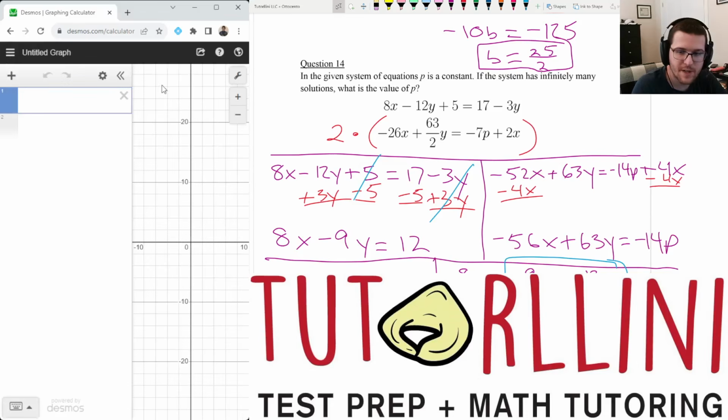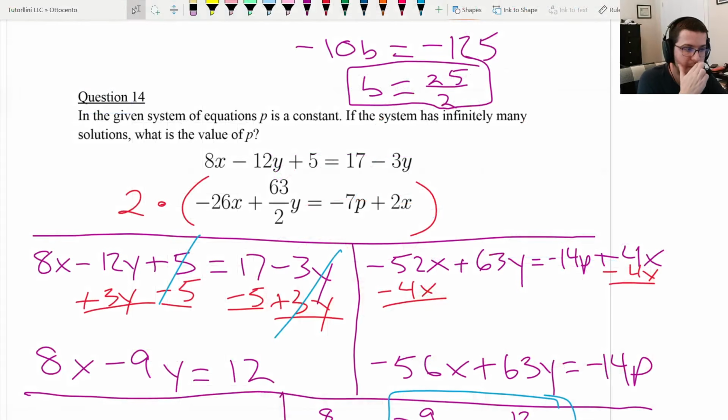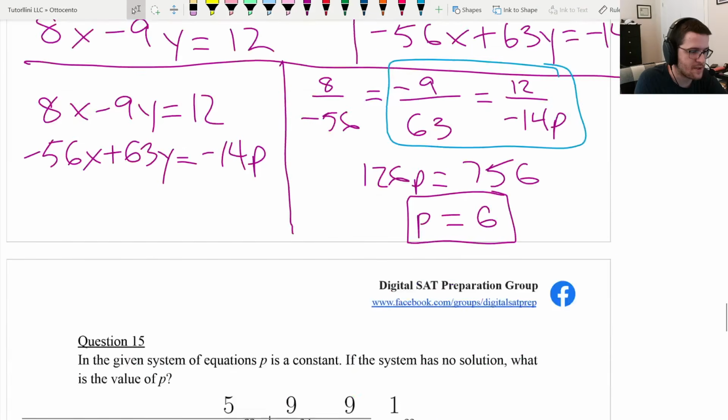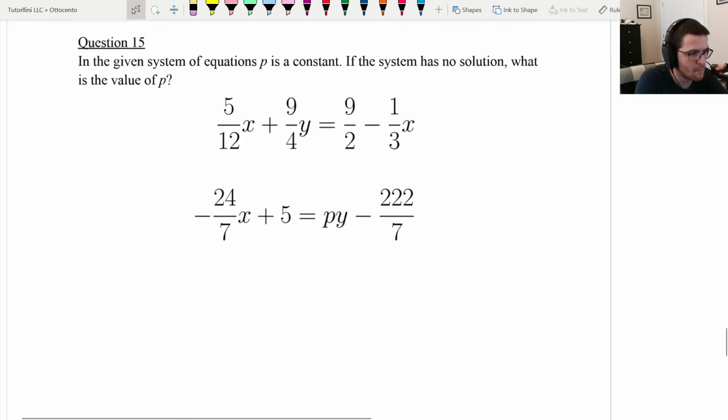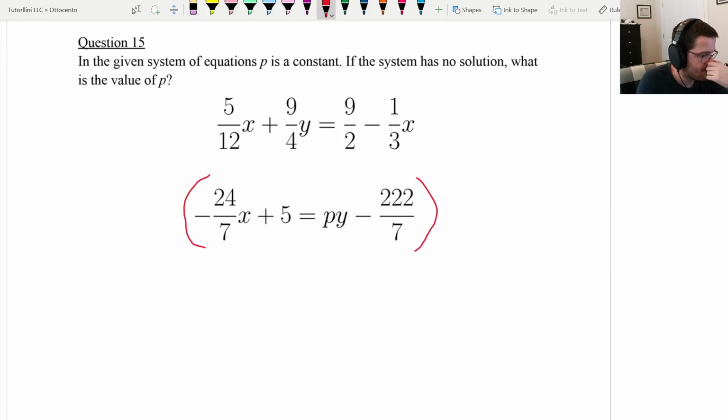Okay, let's go back over here. I believe there's one more question. Question 15. Okay, so we got to clear denominators on both of these. For this one, the only denominator is 7. So we're just going to multiply the whole thing by 7.